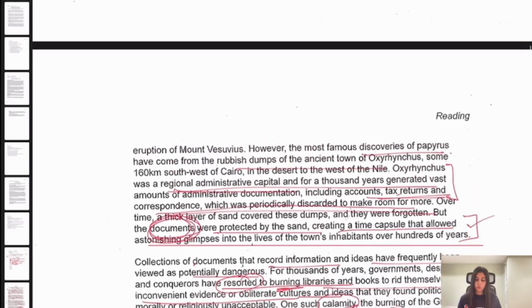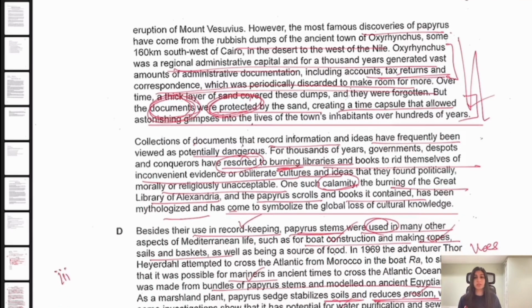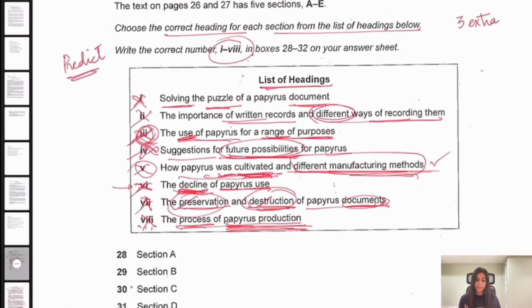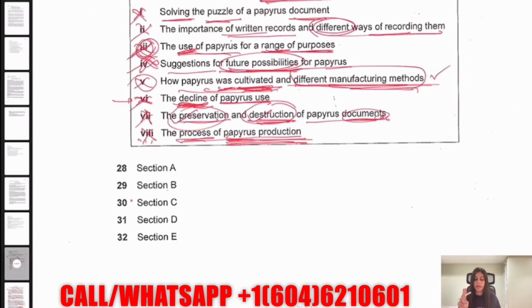So here, if you notice, they're talking about protection in all of these lines and how it helped them in knowing the people who lived in this particular town hundreds of years ago. And then here they're talking about the destruction, how it was destroyed to keep the information safe from potential danger. So again, there are only two headings that are talking about the document.